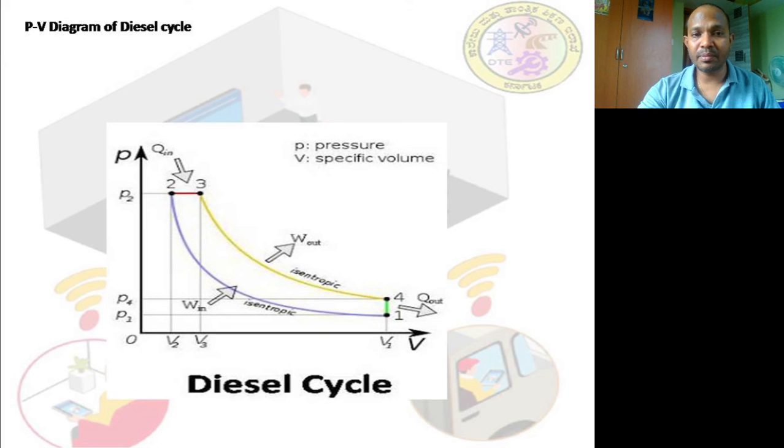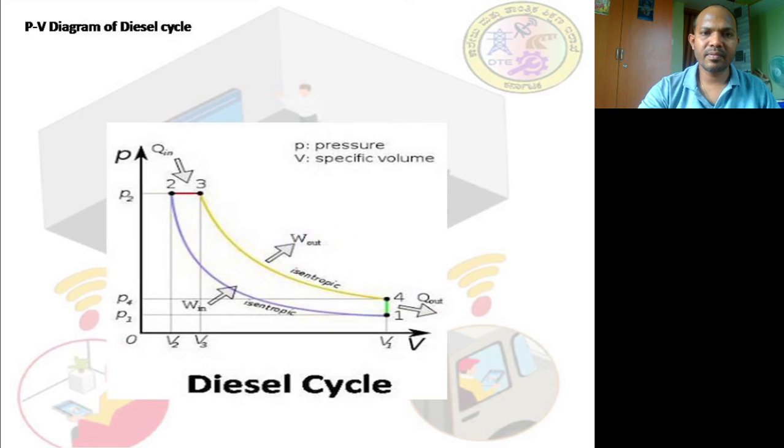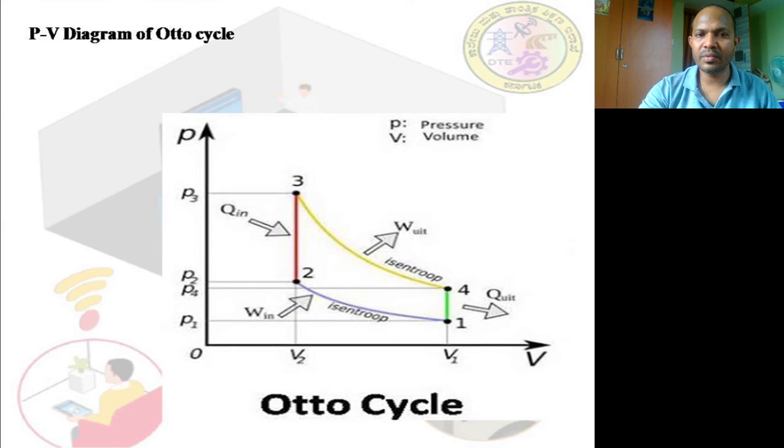The heat addition takes place here at constant pressure. Now the pressure is going to remain constant, whereas here you can see the red line, it is a constant volume. Now this is in the direction of volume on the x-axis. It is a constant volume, whereas here it is a constant pressure process. Is it clear? So the heat addition takes place at constant pressure, whereas the heat addition here in the Otto cycle takes place at constant volume.